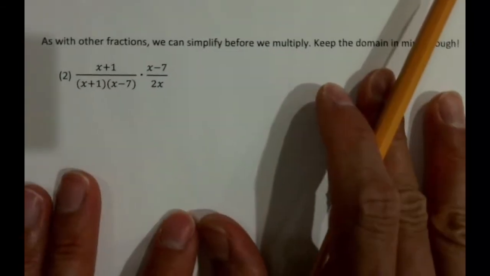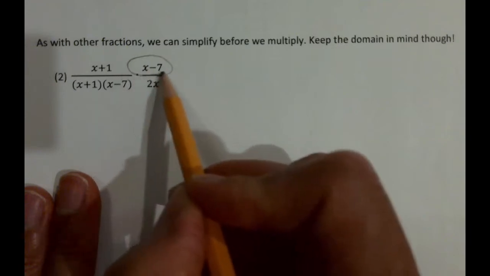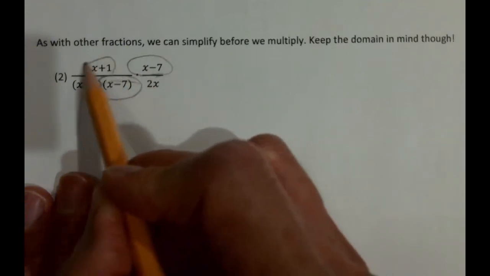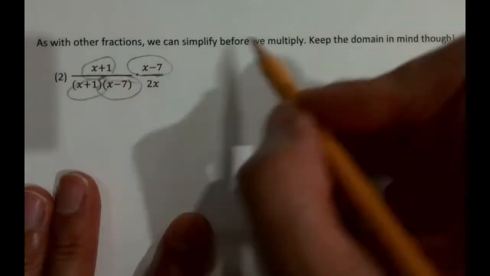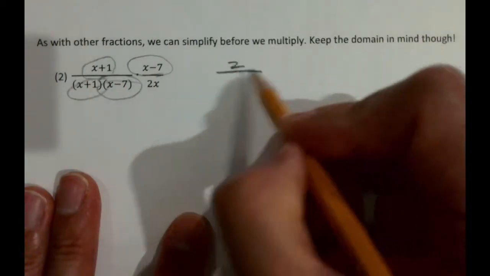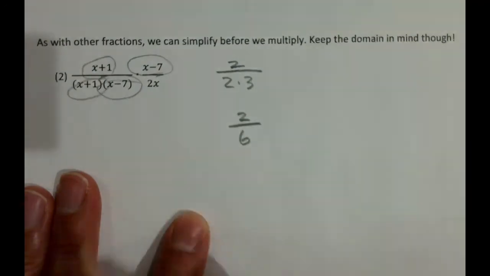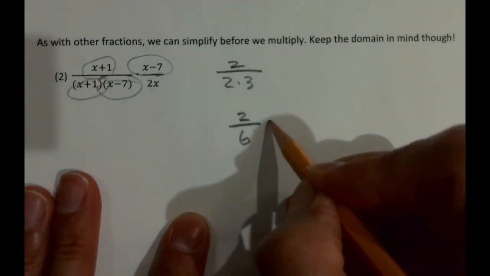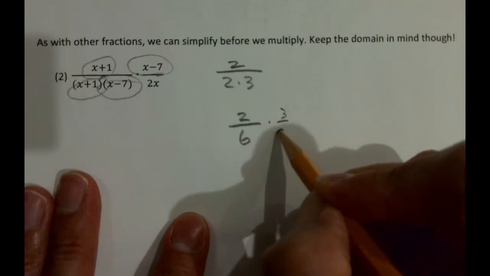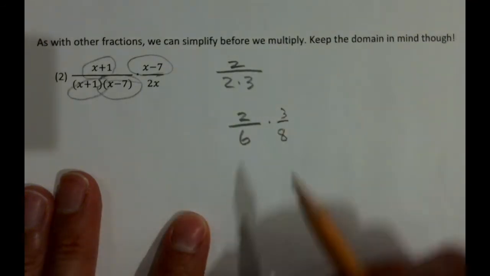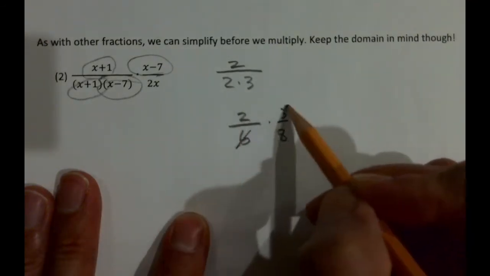Over here, you already see this. Oh, you probably already see this too. So if I had 2 over 2 times 3, or let's say, more typically, you'll see 2 over 6 times 3 over 8, for example, I'm going to be able to cancel out a whole bunch of stuff.